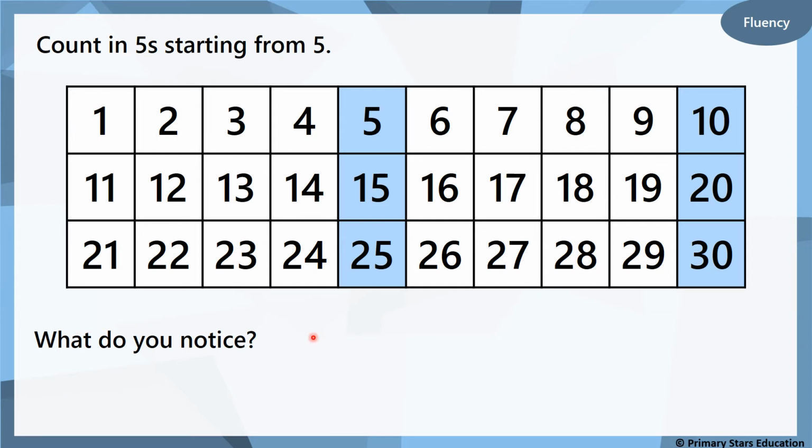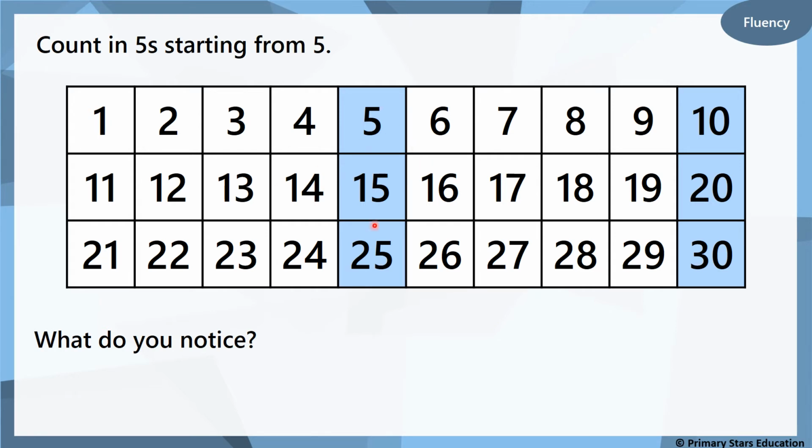So what did you notice about the pattern? Hopefully you've noticed that we miss 4 numbers and then we say the 5th one. So we've got 4 whites and then a blue. And we carry on that pattern.